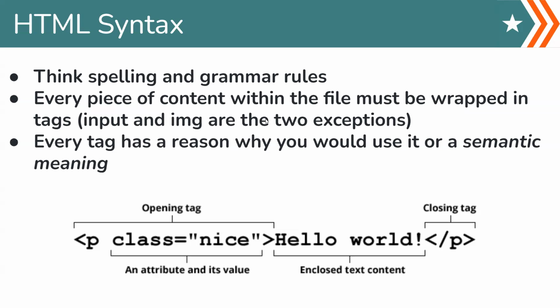Every tag, for the most part, is going to have a reason for it. If you're going to create a paragraph, you want to use a paragraph tag. If you're trying to create the title of your homepage, you're going to use a header 1 tag. There's header tags and there's different levels of them. I think they go from H1 to H6. As the number increases, the header gets smaller. But you're going to have something very similar to that.